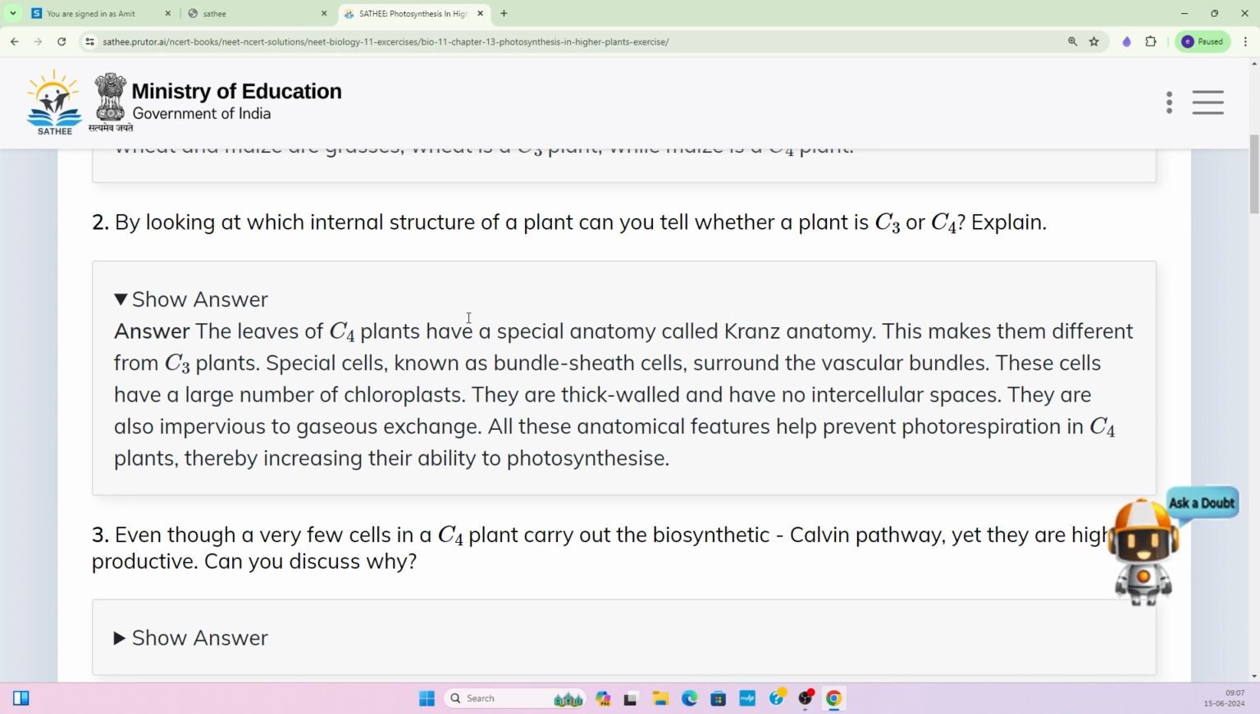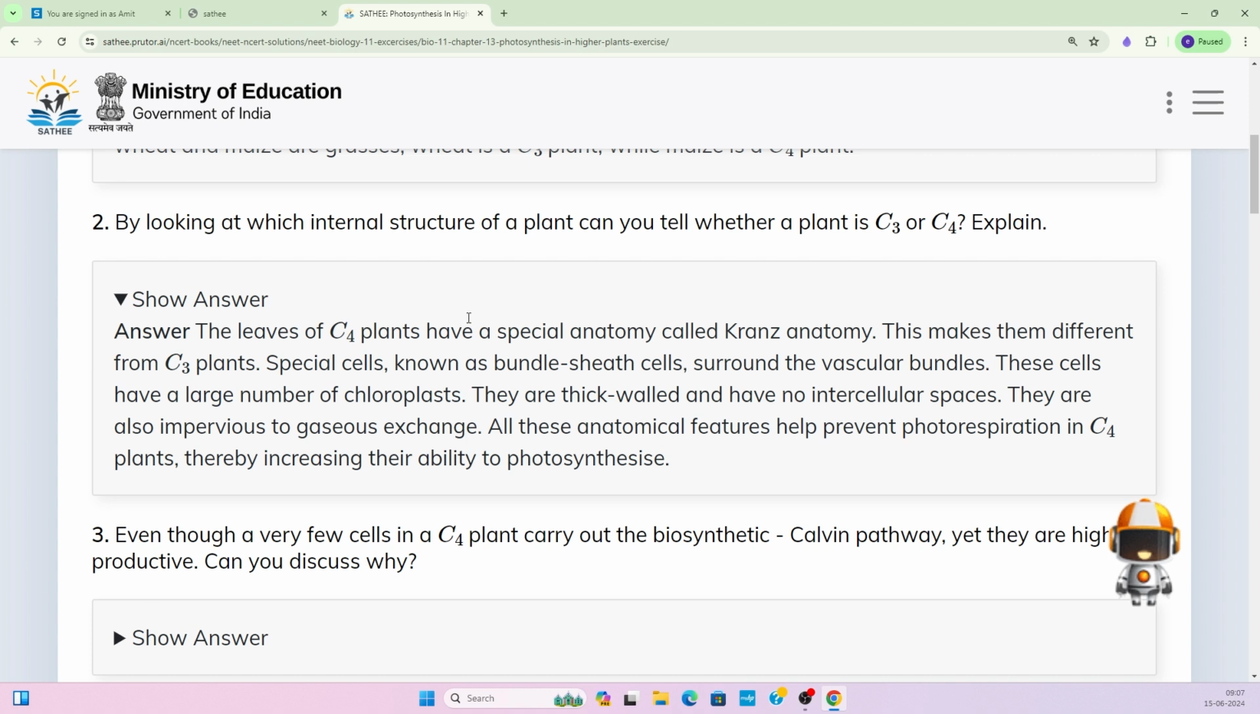Because it has a very thick wall and no intercellular spaces, it does not allow oxygen to reach the chloroplast of the bundle sheath cell, in which the C4 cycle is taking place. So all these anatomical features help prevent photorespiration in C4 plants, thereby increasing their ability to photosynthesize. And that is why the C4 plant has a great ability to carry out photosynthesis.